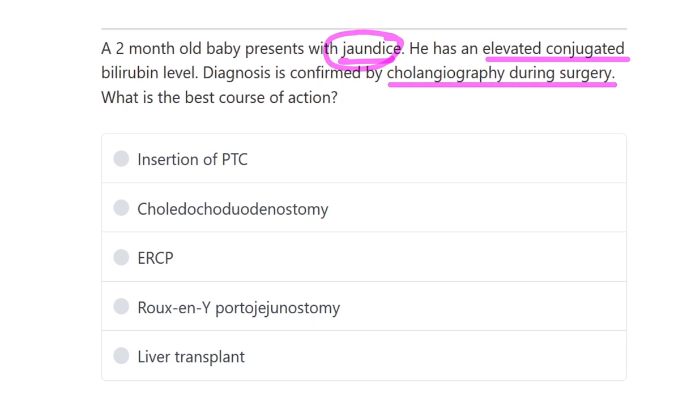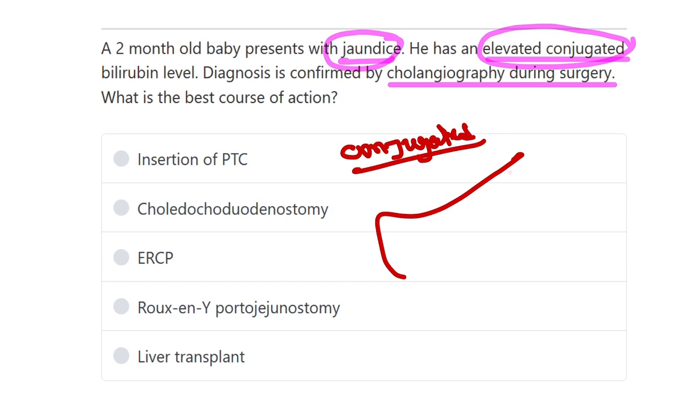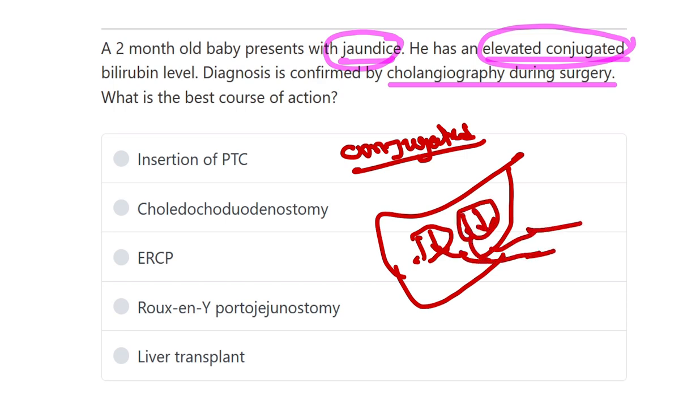The patient has had jaundice for 2 months, with elevated conjugated bilirubin. This point is very, very important. First of all, conjugated and non-conjugated. Conjugated means the liver cell is normal. Within the liver there are different types of cells, and the conjugation occurs within the liver cell, and after conjugation the bile goes to the common bile duct.